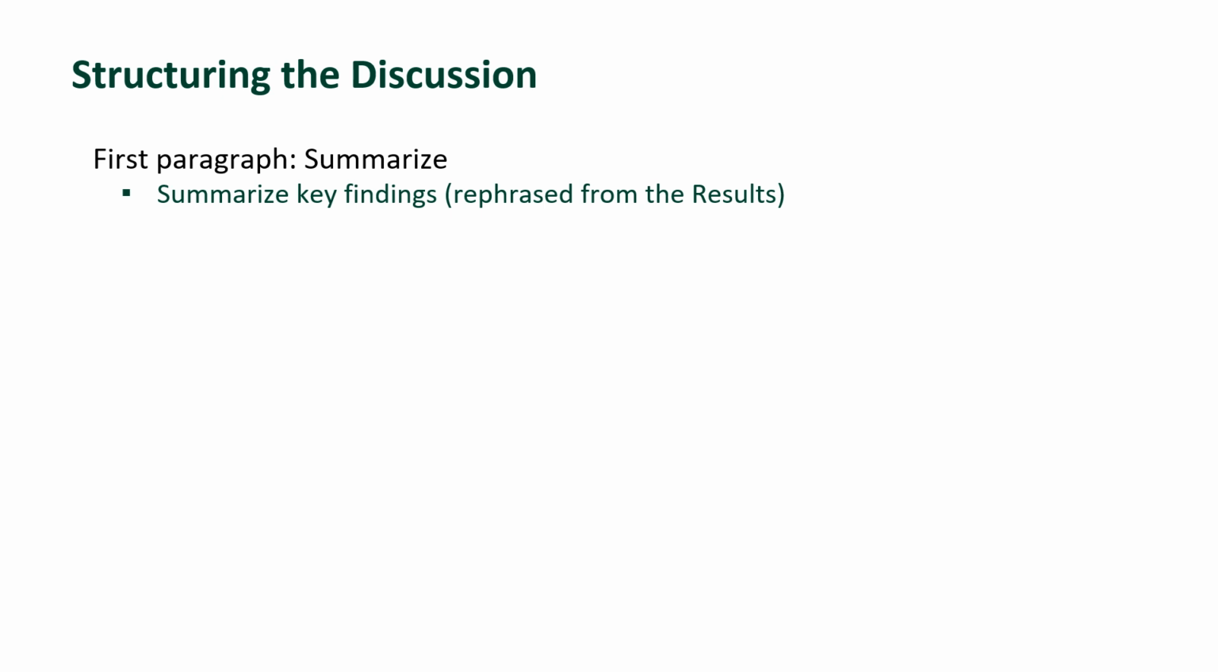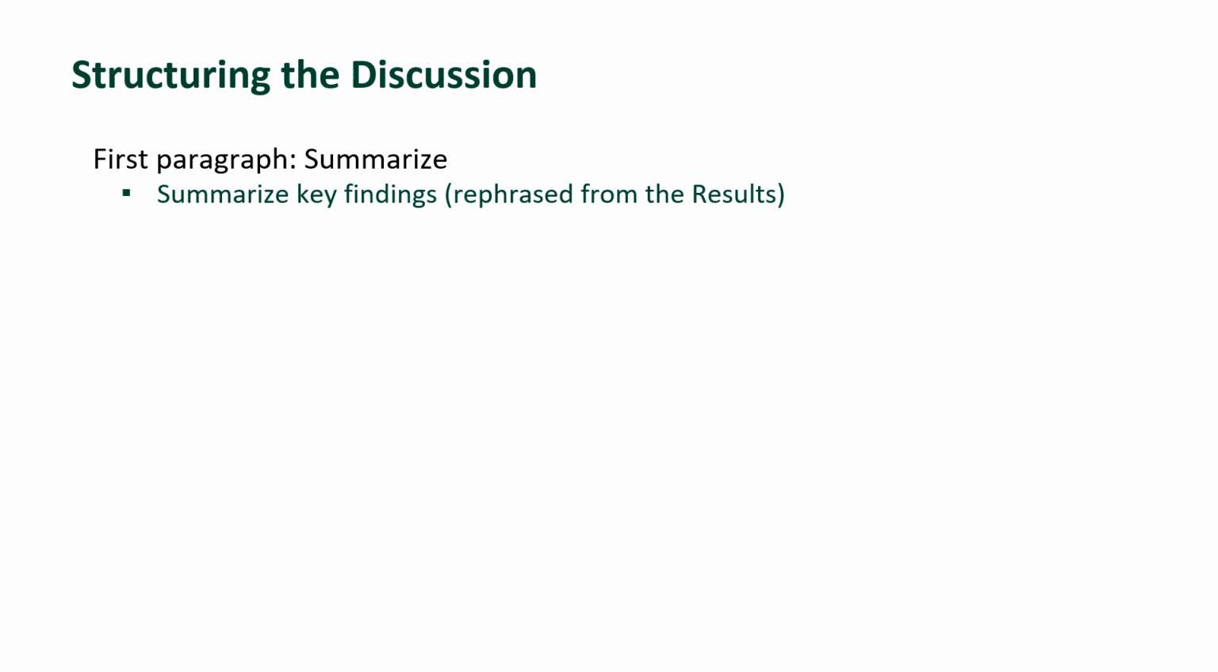You do not restate the results as they were written in the results section, but you have to rephrase them and present them in a more legible way. For instance, if your result gives a hazard ratio of 0.7 with some 95% confidence interval, you don't have to write the whole result here, but you have to show it in a more understandable way, like a 30% reduction in the risk, for example.